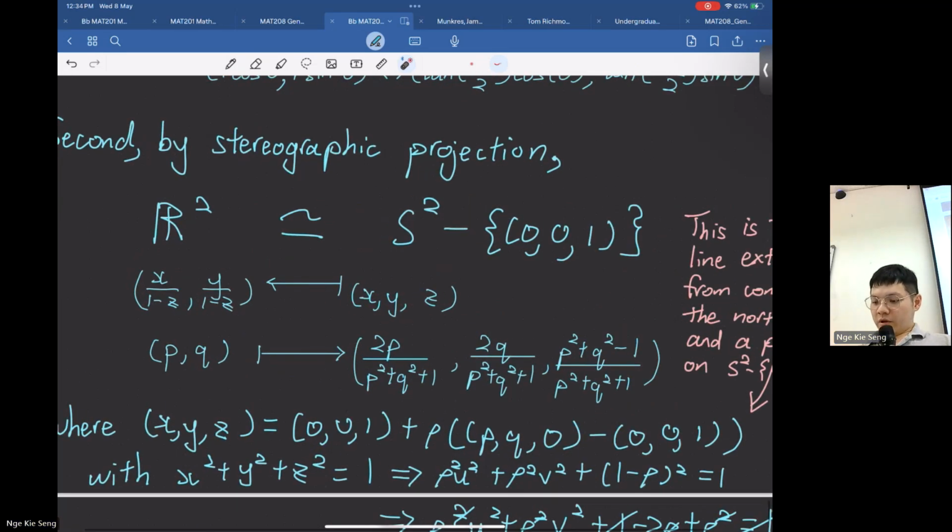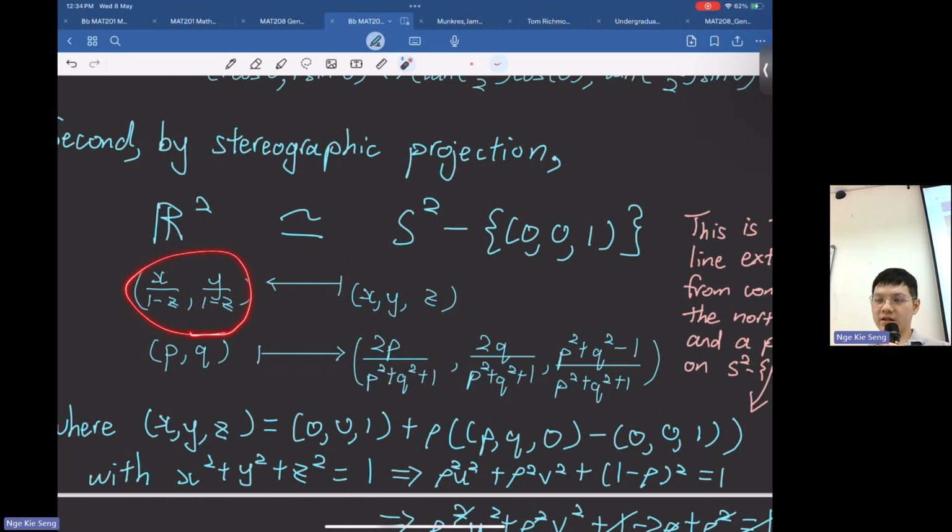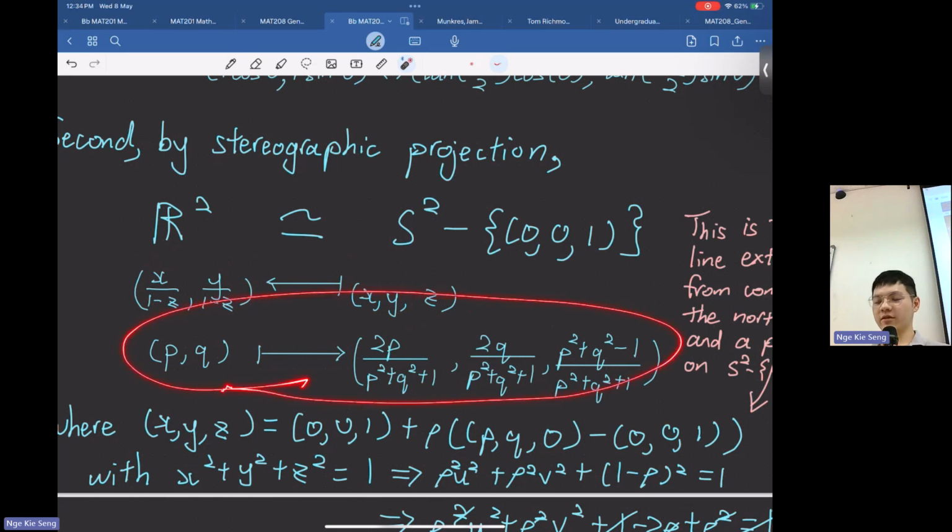To send a point on a sphere to the intersection, we use this formula here. Don't ask me how to get it first. See the formula first; later, I'll tell you how to get it. So this is some combination of x, y, and z. And then how to go backward? I write down the inverse map also for stereographic projection. So you just start from P, Q, and then you get all this.